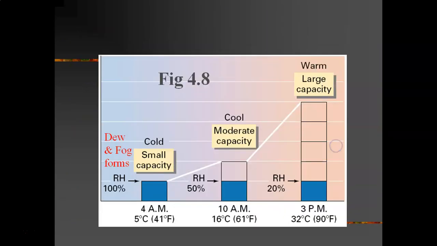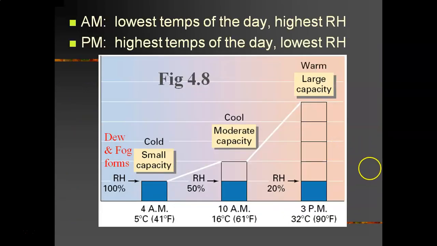Let me show you this in a different way, in a figure from the textbook. What we're showing is 3 times during the day: 4 a.m., where it's cold, 41 degrees. It's warming up to 61 degrees by 10 in the morning, and then by 3 in the afternoon, usually about the warmest temperature of the day, it's 90 degrees. And so what we're showing here in a blue box is the certain amount of water vapor, moisture in the air on that one day. See, it's not changing at all, right?